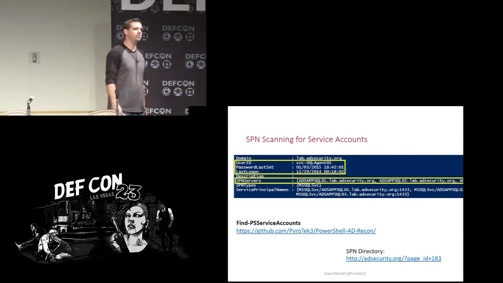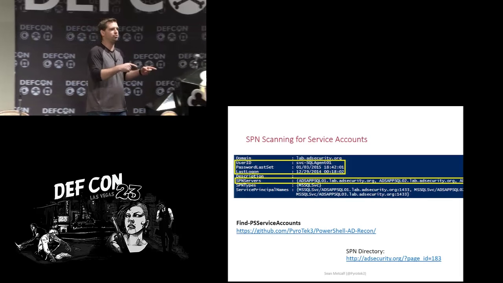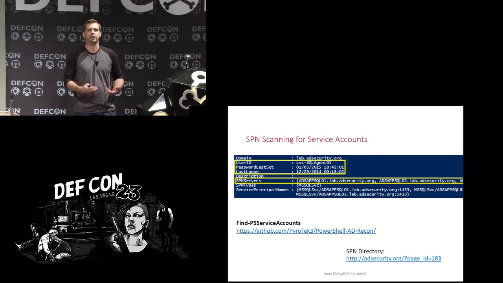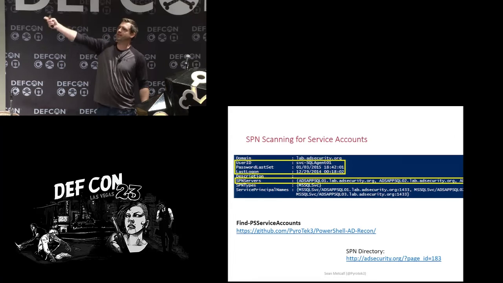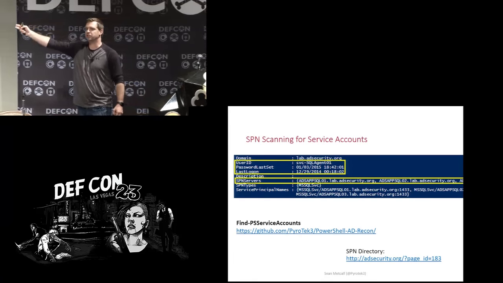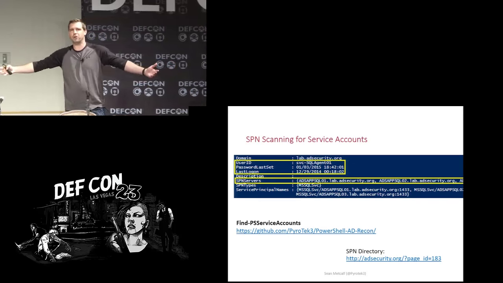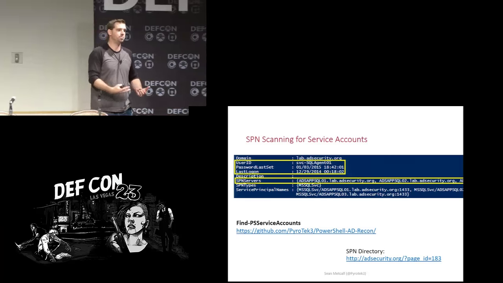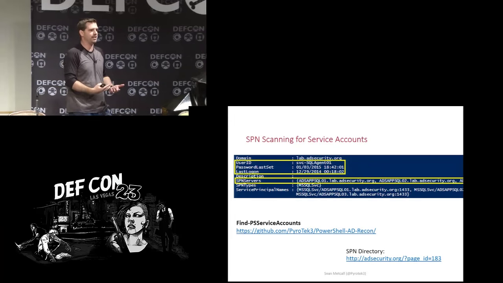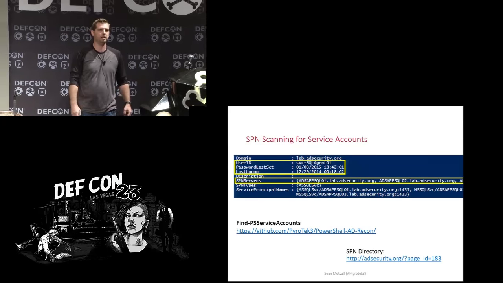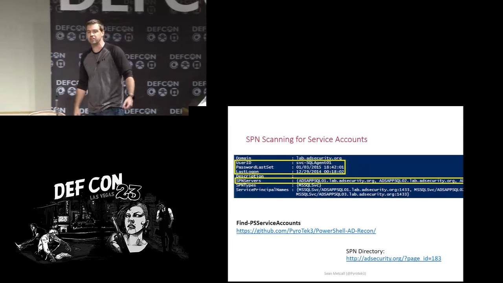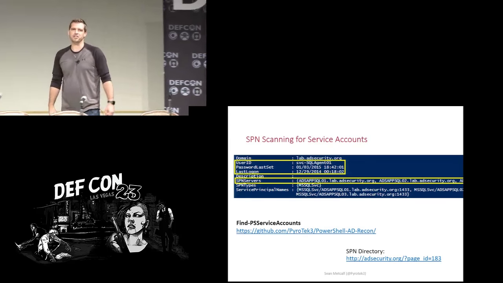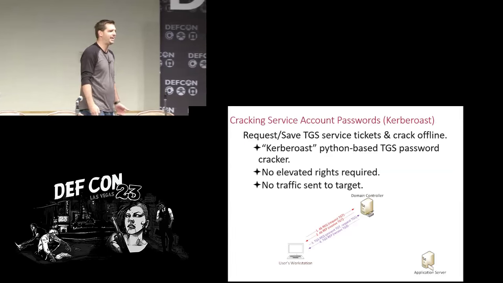We can also look for these service accounts. So if I know there's a SQL server running as a service account on the network, I can find it. I go, hey, Mr. Domain Controller, please tell me all of the user accounts in this Active Directory forest that have service principal names. These service principal names include the server name, the port if we're talking about SQL, and maybe some of the others, or the instance name. And what do you think I'm going to do with this information? I'm going to attack it.